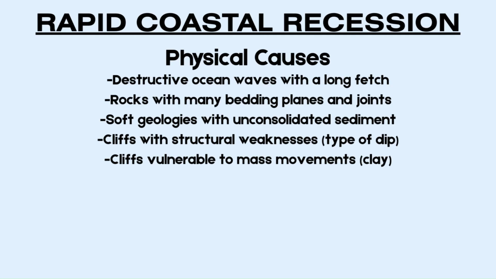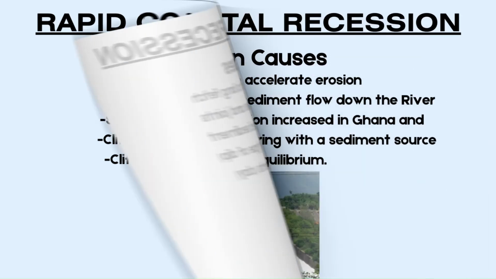Cliffs with structural weaknesses, such as those with a specific type of dip or orientation, are more susceptible to collapse or slumping, which can accelerate coastal retreat. Finally, cliffs vulnerable to mass movements, particularly those made of clay, are at high risk of rapid recession. Clay-rich cliffs tend to absorb water quickly, becoming saturated and prone to slumping or sliding, further contributing to the loss of land along the coast. All these factors combined can lead to significant and rapid coastal erosion.